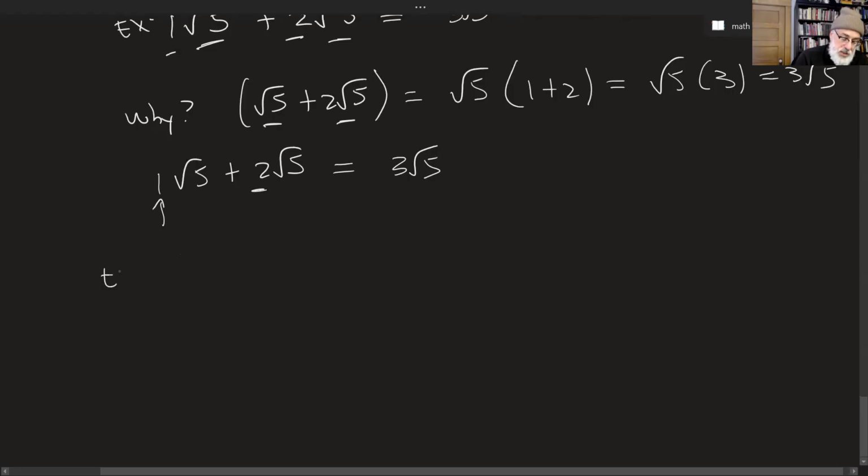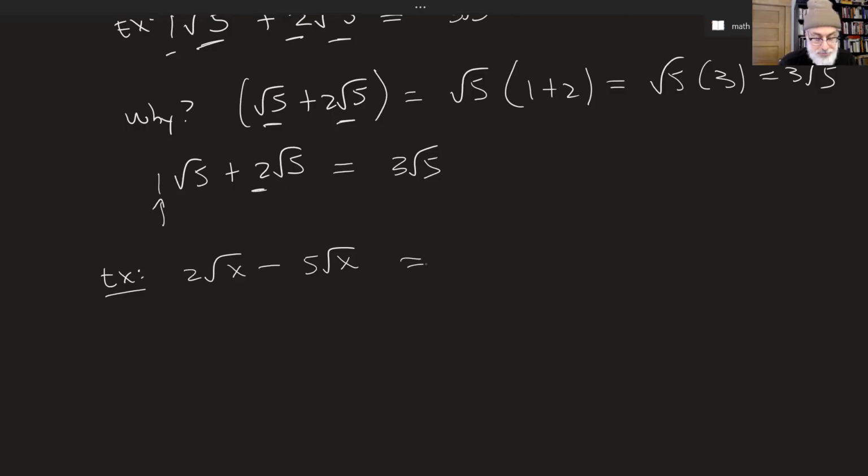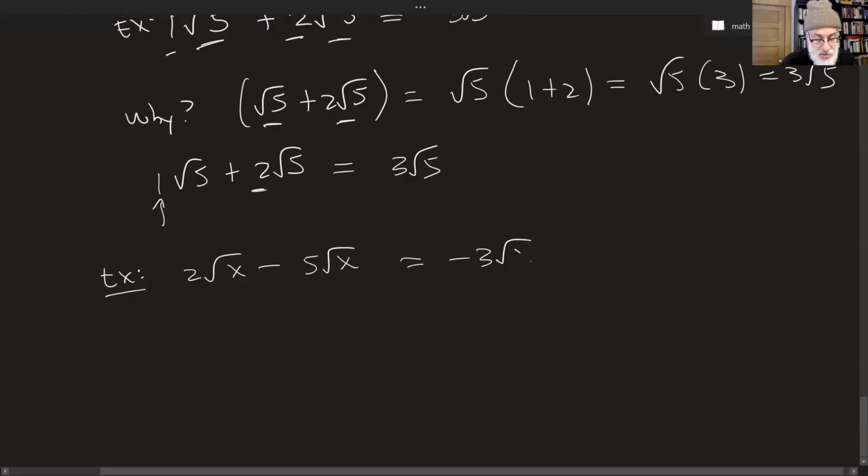Another example maybe would be, let's use some variables. 2 square root of x minus 5 square root of x. Now the rule says if I have the same radicand and the same root, in this case square root, well, I'm just going to subtract the coefficients 2 and 5. So 2 minus 5 is negative 3 square root of x. Simple enough.